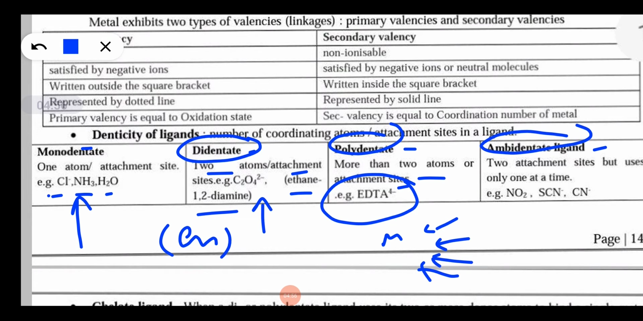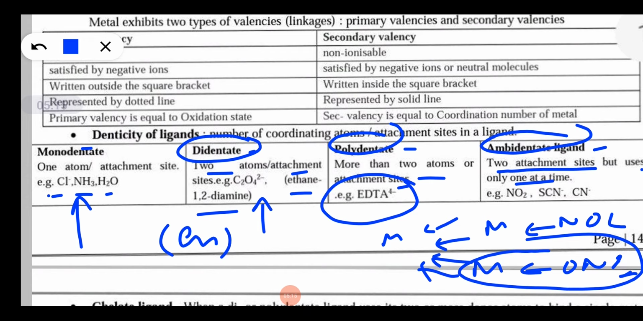Ambidentate ligand is the species in which two donor sites are there but only one is used at a time. For example, when the N of NO2 forms a bond with the central metal, this is called nitrito-N. And if the O of the NO2 group forms a bond with the central metal ion, then it is called nitrito-O. Similarly, SCN negative: if the sulfur of the thiocyanate group forms a bond with the metal, then it is called thiocyanato. And if N forms a bond with the metal, then it is called isothiocyanato.